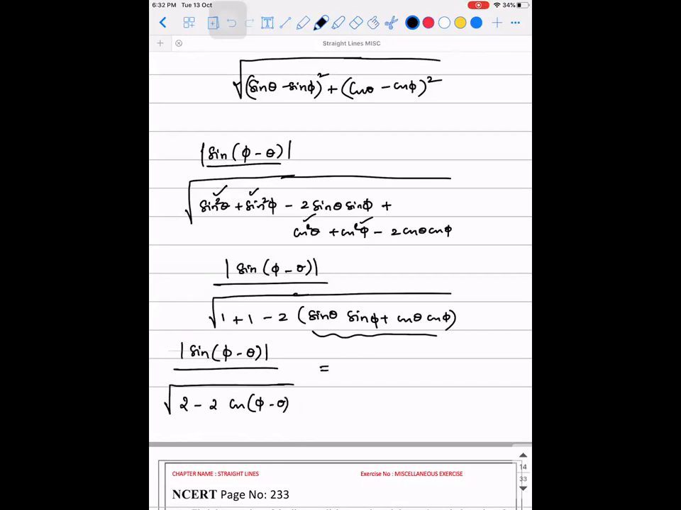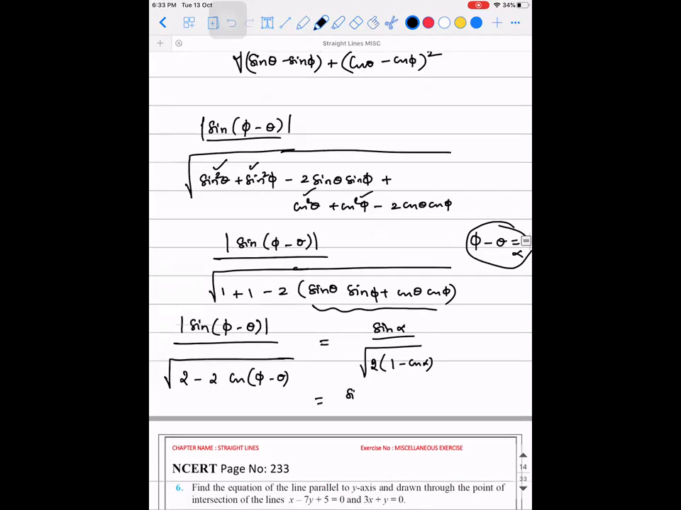So this will be equal to, see, for example, if I take phi minus theta to be some alpha for the time being, because it's becoming a bigger expression, so sin alpha divided by root of, if I take out this 2, it will be 1 minus cos alpha. Accepted. So observe, sin alpha divided by root 2 into root of 1 minus cos alpha.